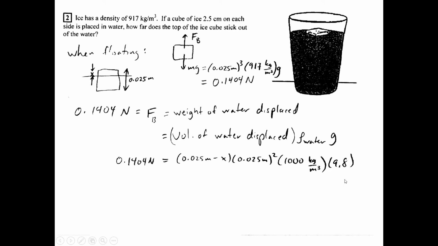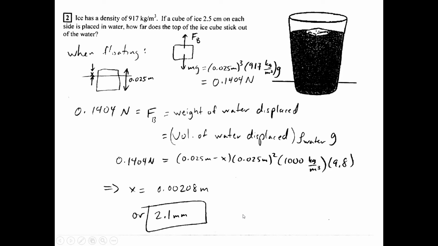Density of water is 1,000, little g is 9.8, and all of that is equal to the buoyant force, which from this free body diagram is 0.1404 newtons. I can then solve this for x by dividing out all the stuff over here and just solving for x, and you get x equals 0.00208 meters or 2.1 millimeters, which, at least it doesn't obviously disagree with your intuition.